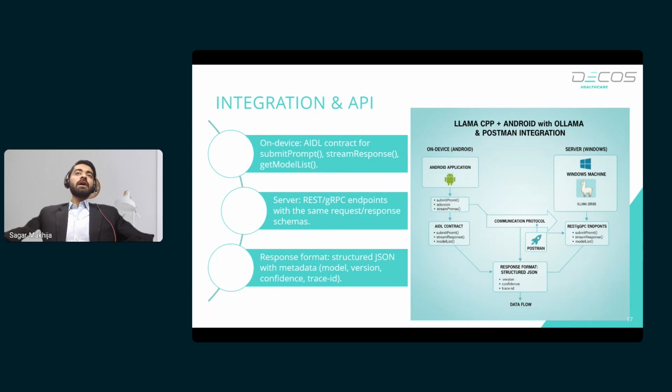This slide highlights how integration works both on device and on the server, using a unified approach for seamless communication. On the Android side, we use an AIDL contract that defines core functionalities like submit prompt, stream responses, and get model listing. On the server side, whether it's running Ollama on a Windows machine or any other setup, we expose REST API interfaces so that any client, including mobile apps or Postman, can consume it.